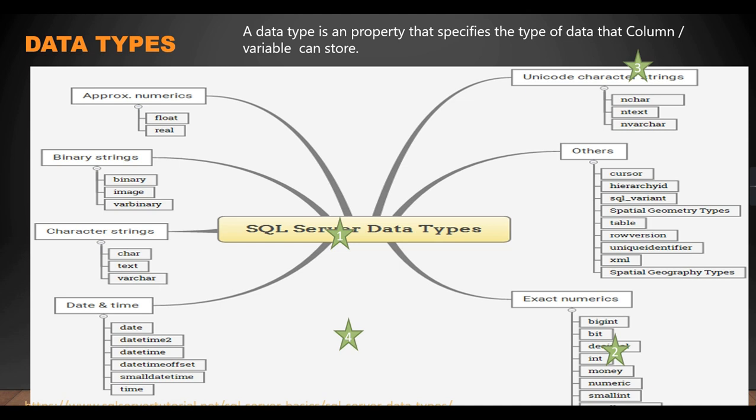Then last, there are other kinds of data, like date time. If your column is going to store date-related data, then you can use date time, small date time, or time, based on what kind of data you're going to store. What is the difference between date time and date time 2?